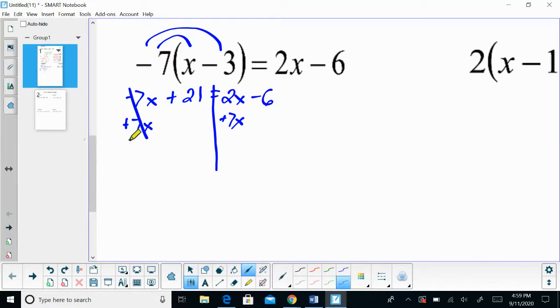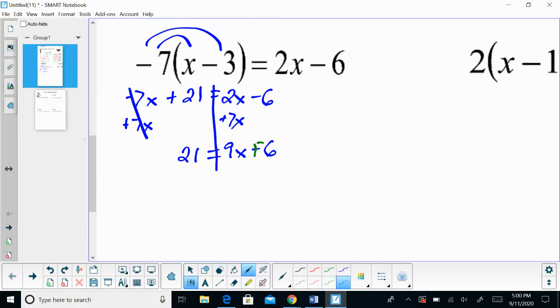These guys would cancel. Negative 7x plus 7x is 0. So I'm left with 21 equals 2x plus 7x, 9x minus 6. And if you'd like to, guys, we can definitely change this to plus a negative. That's totally fine. It's the same thing as minus 6, so you can do it either way, whichever way you like. Now we're ready for step 3, which is to get the constant on the opposite side.